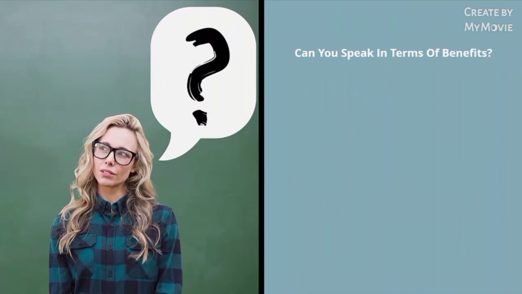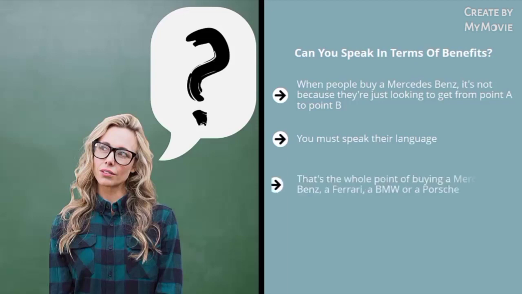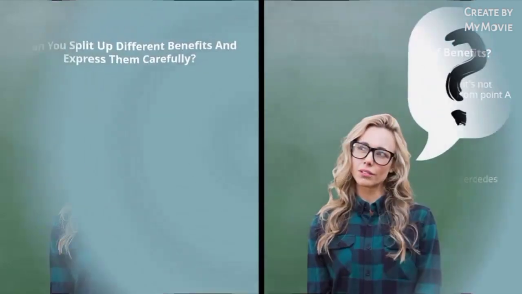Can you speak in terms of benefits? When people buy a Mercedes-Benz, it's not because they're just looking to get from point A to point B. If that's all they wanted, they could have bought one of many cheaper brands. You must speak their language. What is their reason? They're looking for luxury. They're looking for tangible proof that they can show to other people that they have arrived at a higher social status. That's the whole point of buying a Mercedes-Benz, a Ferrari, a BMW, or a Porsche. You must zero in on that complex of competing needs and speak the language of your prospect.